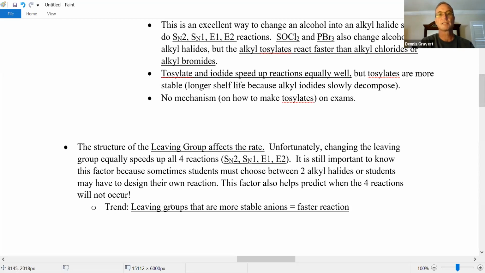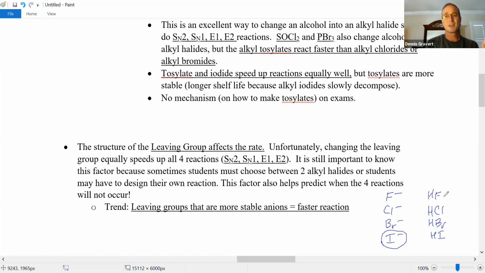There we go. The main trend is that leaving groups that are more stable anions give a faster reaction. So the iodide, right, as you go down the periodic table, F- is actually a weak base. Chloride's not basic. Bromide's even more stable as an anion, iodide even more so. And we know that because HCl is a strong acid, but HBr is a stronger acid, and HI is even stronger than that. Iodide is very willing to give up H+ and exists as I-. It's a very stable anion.